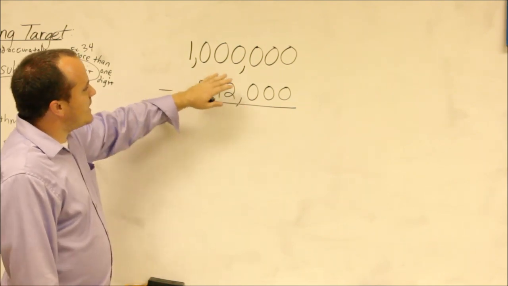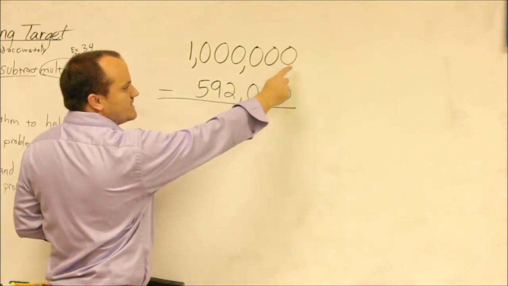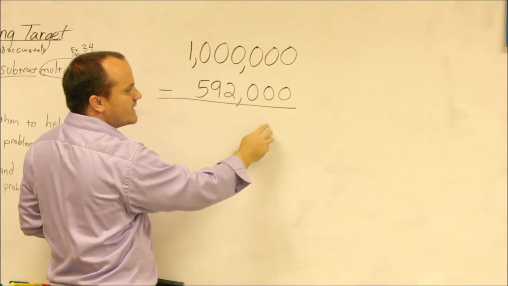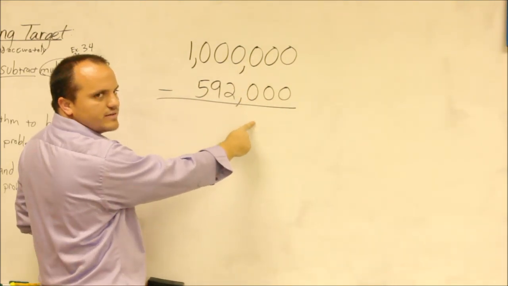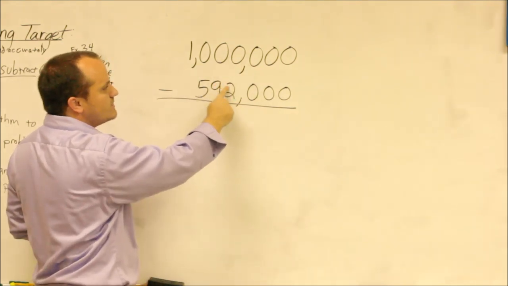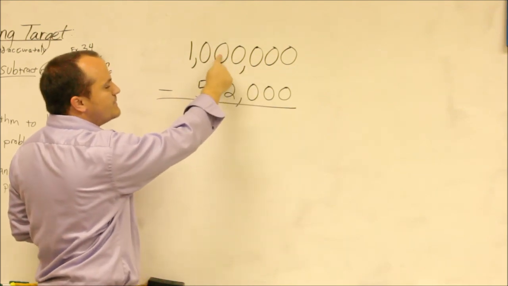So I'm going to ask myself a series of questions just like Mr. Holmes asked himself earlier. Can I take 0 minus 0? Yes, I can. In my tens place, 0 minus 0, can I do that? Yes, I can. My hundreds place, 0 minus 0, can I do that? Yes, I can. In my thousands place, 0 minus 2. I can't take 2 away from 0, so I'm going to have to move over to my next place value position.